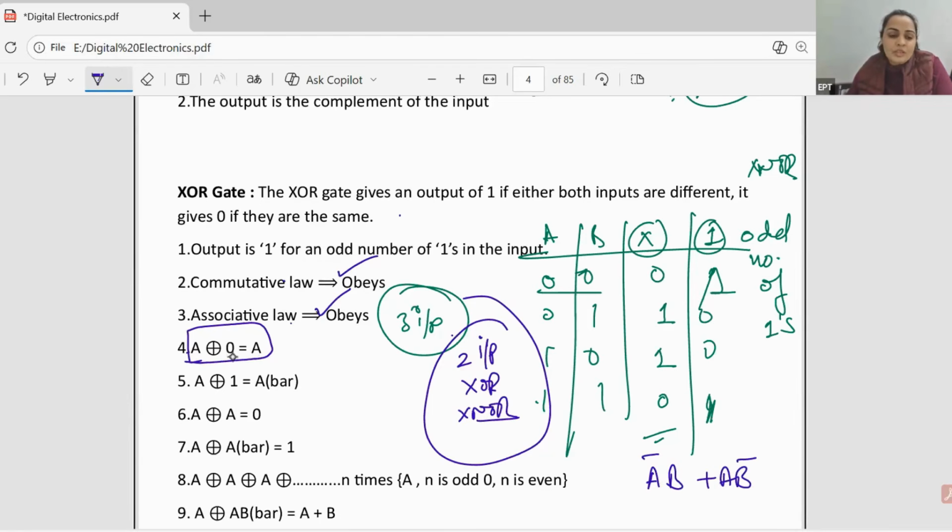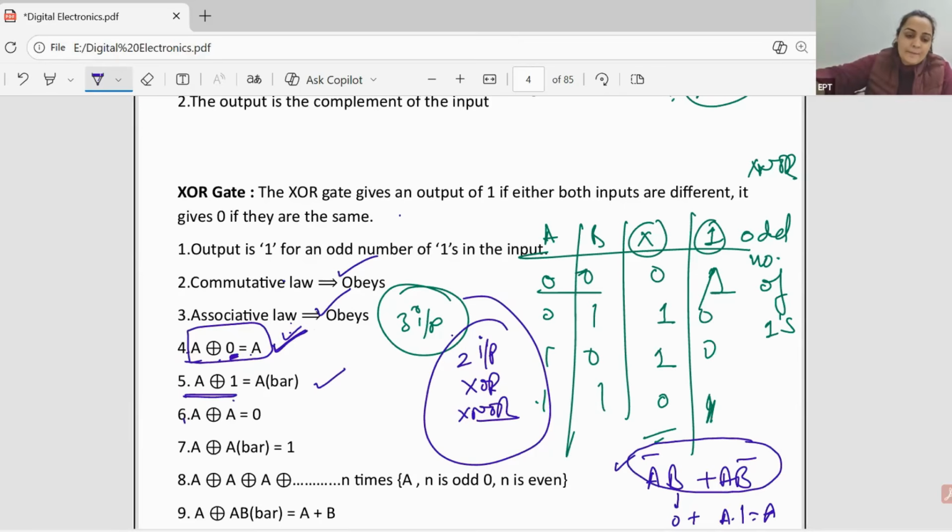So here we have 0. Suppose B is 0, then this term will be 0, and it is a, so a into 1 is going to be a, so a XOR 0 is going to be a. Similarly you can find this thing. Don't get confused. If you find it difficult to remember, then just remember this Boolean expression, and accordingly you will find the answer.